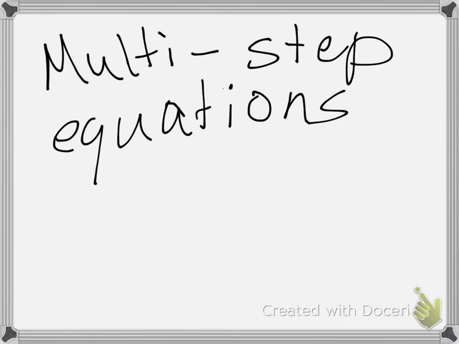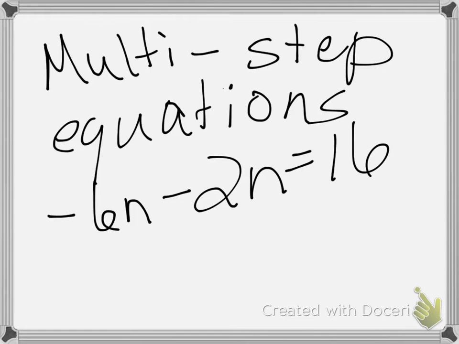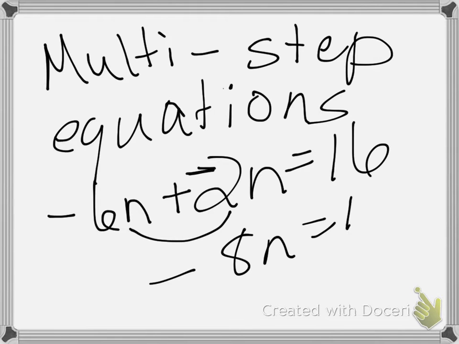So let's look at this one. We have negative 6n minus 2n equals 16. Now, if we follow our rules, we don't have any parentheses. We come to the next step, which is combine like terms. We do have like terms here, so we're going to add these together. Those are both negative, so they're going to add together, and that will give us a negative 8n equals 16.